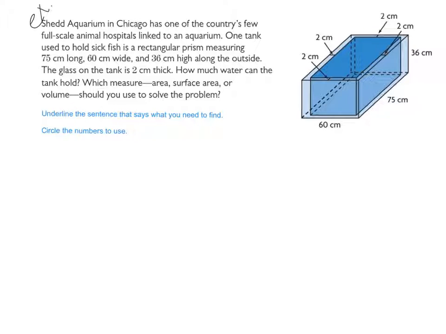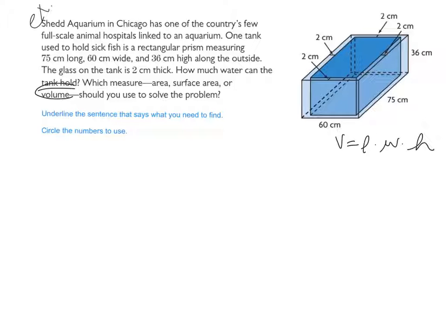Are we doing something on the outside or doing something on the inside? Now water is going to be a volume. If we were to fill this up, the inside would be volume. So the next question, which measure, area, surface area, or volume, should you use to solve the problem? We're going to use volume. Now remember, our formula for volume equals length times width times height.